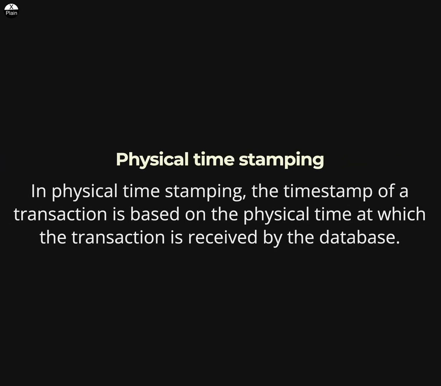In physical timestamping, the timestamp of a transaction is based on the physical time at which the transaction is received by the database. Transactions are assigned timestamps based on the system clock, and the timestamps are used to determine the order in which the transactions are executed.